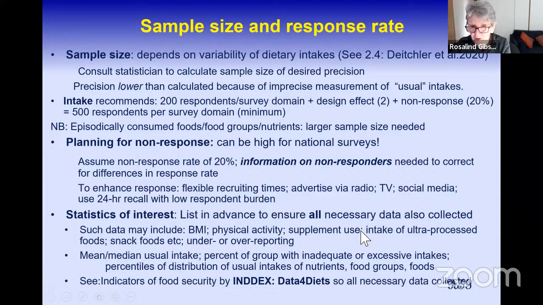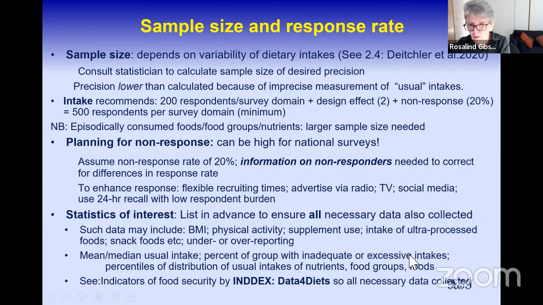If you're interested in supplement use, you must include a special questionnaire on supplement use that I'll talk about later. If you're interested in ultra-processed foods or snack foods, then you have to consider the coding that will allow you to actually examine those foods separately. And then you might want to consider, are you going to examine the underreporting of energy intake or the overreporting of energy intake? If so, what method are you going to use? Because the method will require you to collect data on weight and height. The other factors that you always include are calculating the mean or median usual intake of your nutrients or foods or food groups, to assess the percentage of the group with inadequate intakes of a nutrient or excessive intakes of a nutrient.